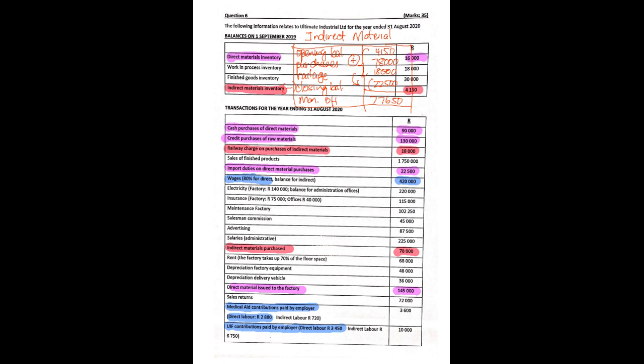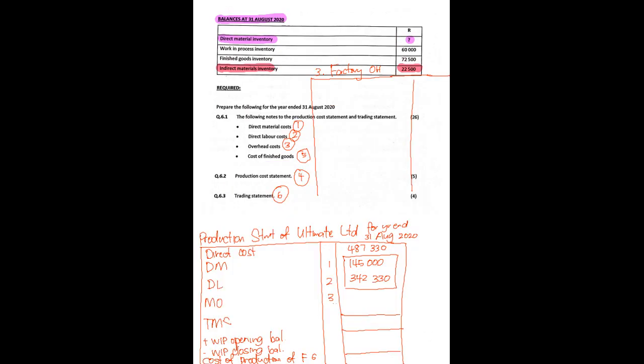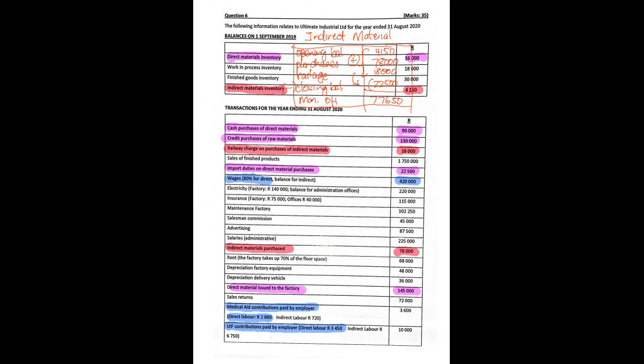So now that you have your indirect material value, you're going to put that into your overheads. That will be the first item. So indirect material, and you're going to say that that was the 77,650. You literally just needed that last amount, but obviously there was a bit of work that needed to be done for it. So now that you're done with your indirect material, let's look at any other form of overheads.